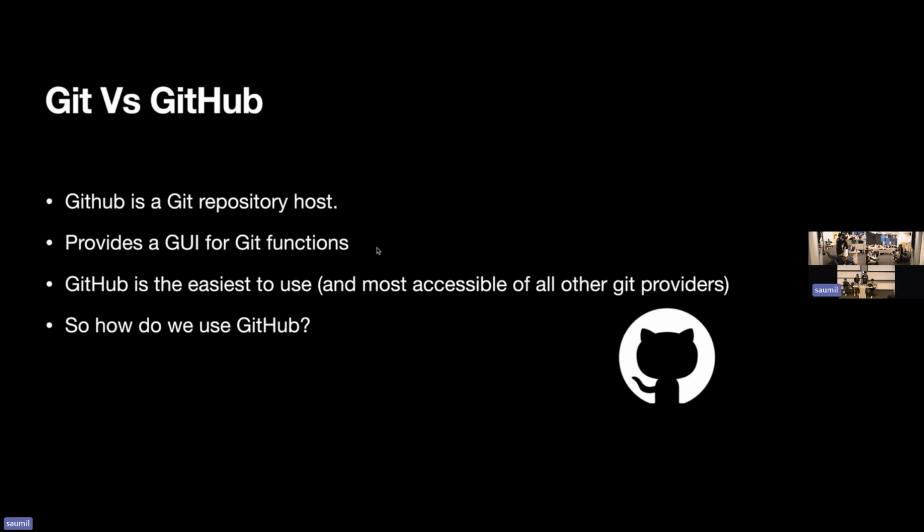All right, so Git versus GitHub. GitHub is the Git repository host. It provides a GUI for Git functions. GitHub is the easiest and most accessible to use out of all the others, like Beanstalk and all the other funny stuff. So how do we use GitHub? Crash course on GitHub.